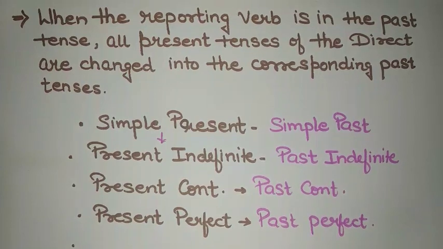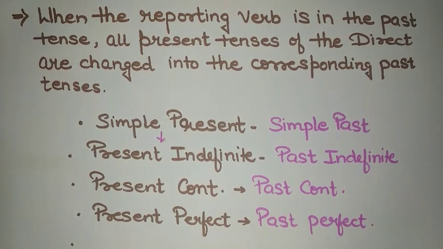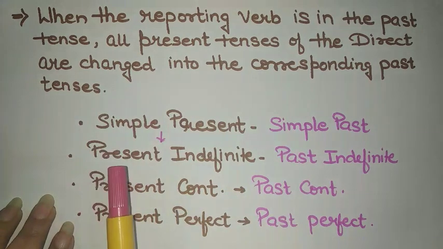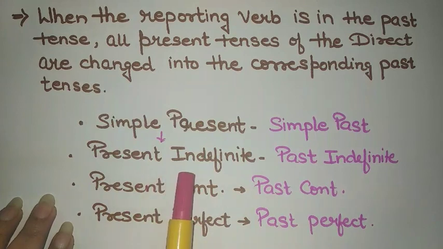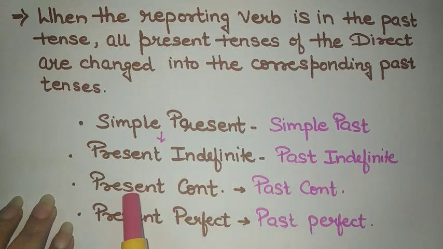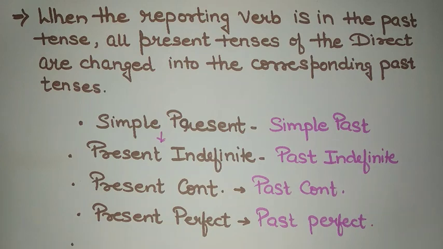The next thing we have to take care of is when the reporting verb is in the past tense. All present tenses of the direct are changed into the corresponding past tense. That is, simple present will get converted into simple past. Present indefinite, actually simple present, is the same as present indefinite. It will get converted into past indefinite. Present continuous will get converted into past continuous. Present perfect will be changed into past perfect, and present perfect continuous will change into past perfect continuous.